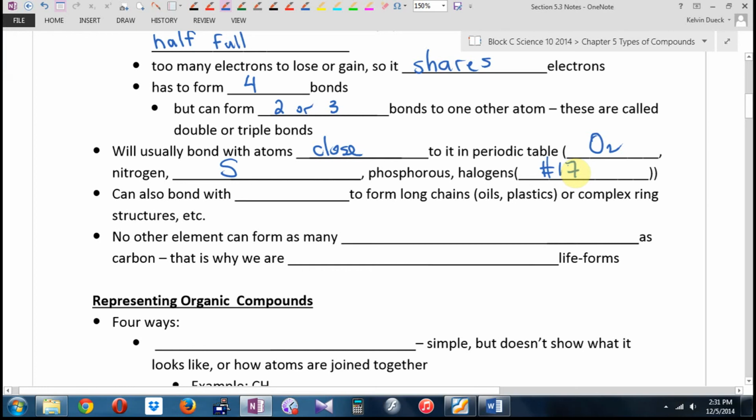And what's very special about carbon, very useful about carbon, is it can also bond with itself to form long chains. We call them polymers: many oils and plastics, or complex rings. All plastics contain carbon. In fact, the vast majority, if it's not metal, if it's something synthetic like this, well, wood is carbon as well. Carbon is really good at forming stuff. We use it all over the place.